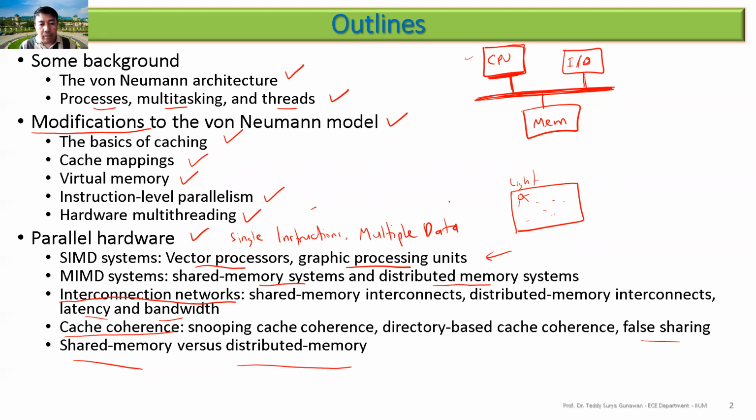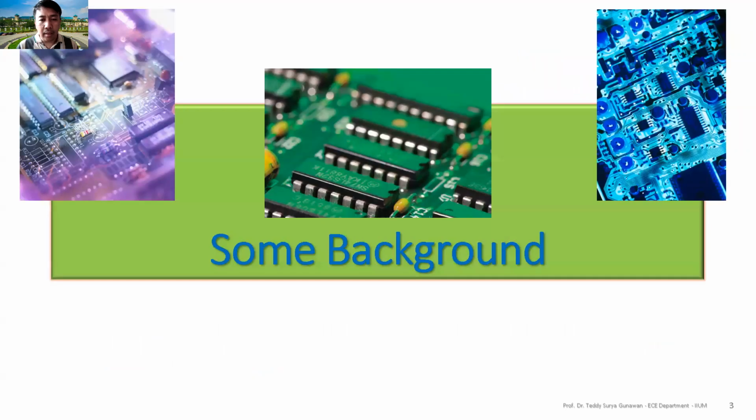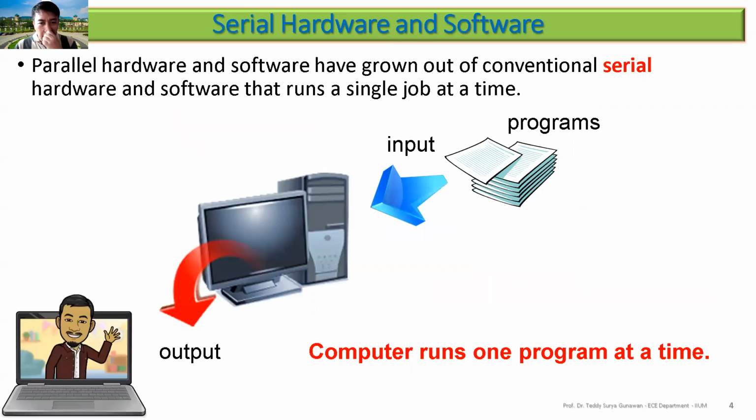After we understand the parallel hardware, then we can move on to the parallel software. So let's start with some background. Starting from serial: if you have serial, then you have parallel. You can see here, serial is like this, so you have one line only. Parallel, you have multiple lines.